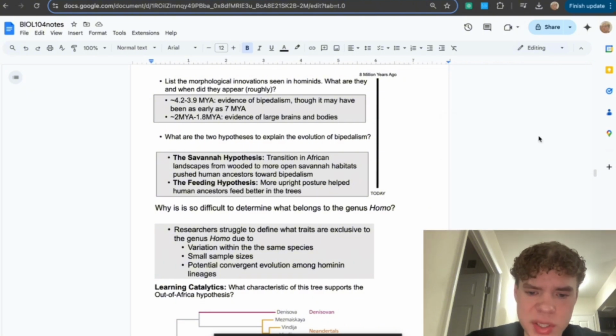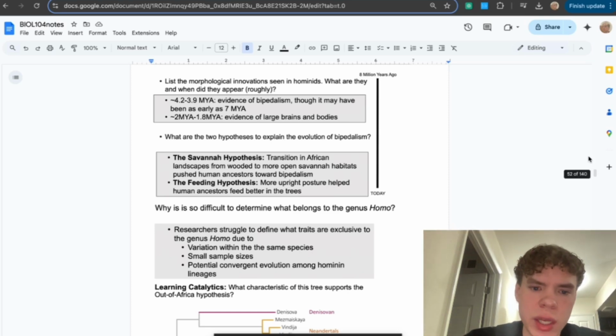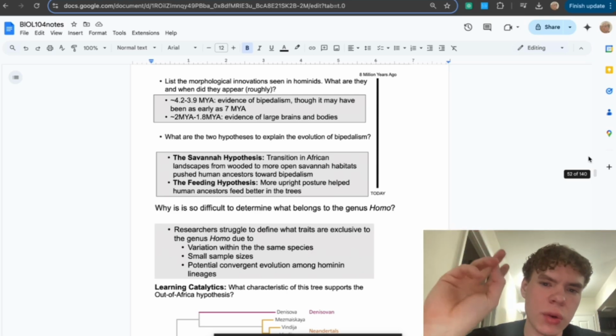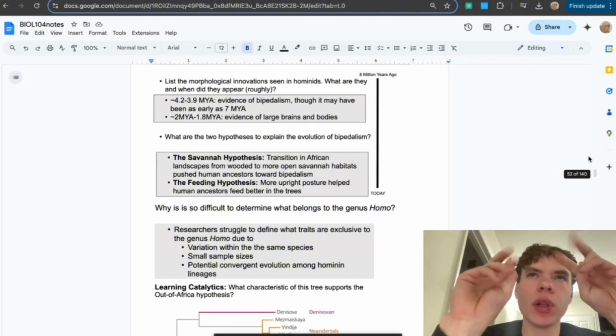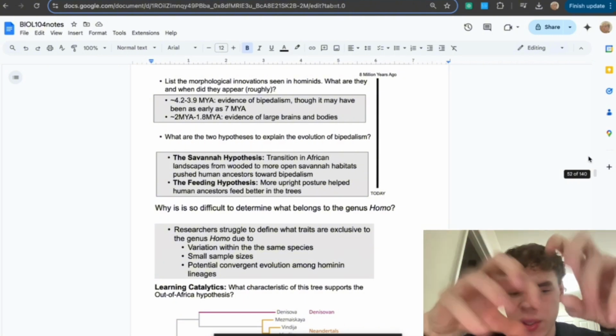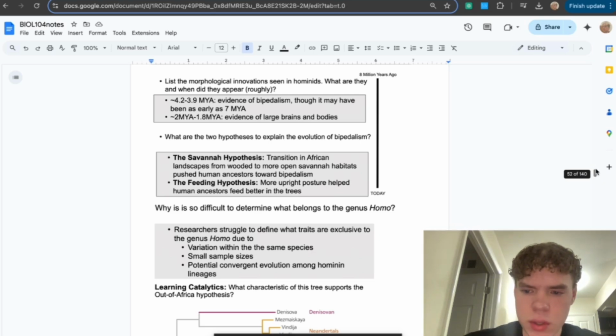Why is it so difficult to determine what belongs to the genus Homo? Variation within the same species, small sample sizes, potential convergent evolution among hominin lineages. Yeah, that's another thing that's true. Humans were interbreeding with Neanderthals and multiple other species, so a lot of the DNA is kind of mixed in. I'm pretty sure modern humans are about 2% Neanderthal DNA. So it's difficult to determine what group of species belongs to the Homo group because all the species were different. Some of the species were kind of small, and some reproduced with each other. So it's kind of difficult to understand.